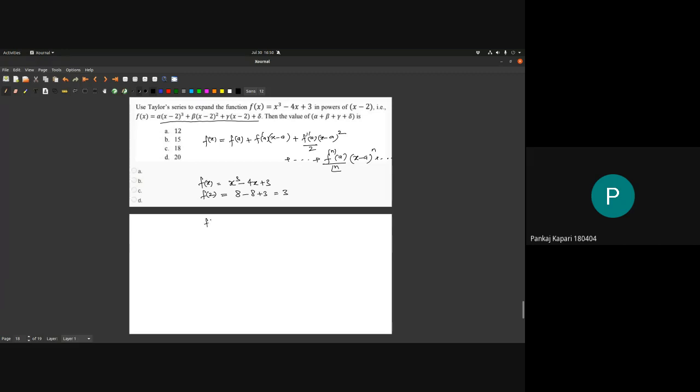First we calculate all the derivatives. f prime(x) is 3x square minus 4. f double prime(x) is 6x, and the third derivative is 6, and after that we get 0. All other derivatives will vanish.